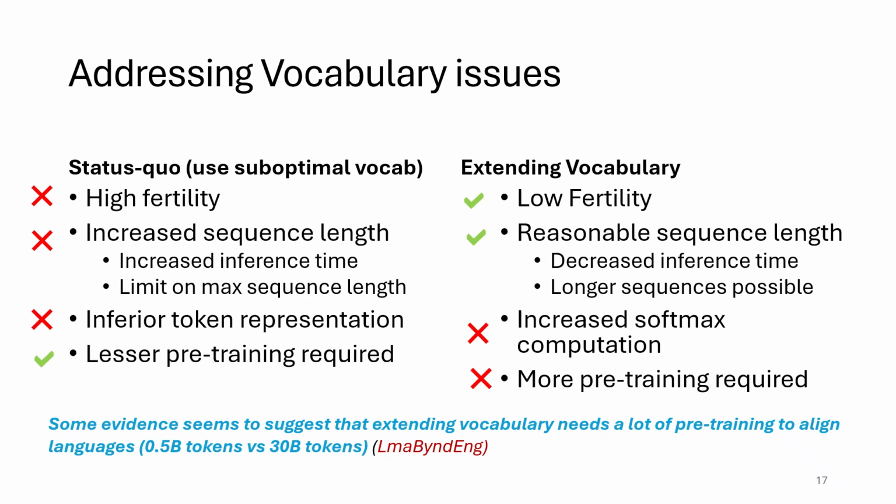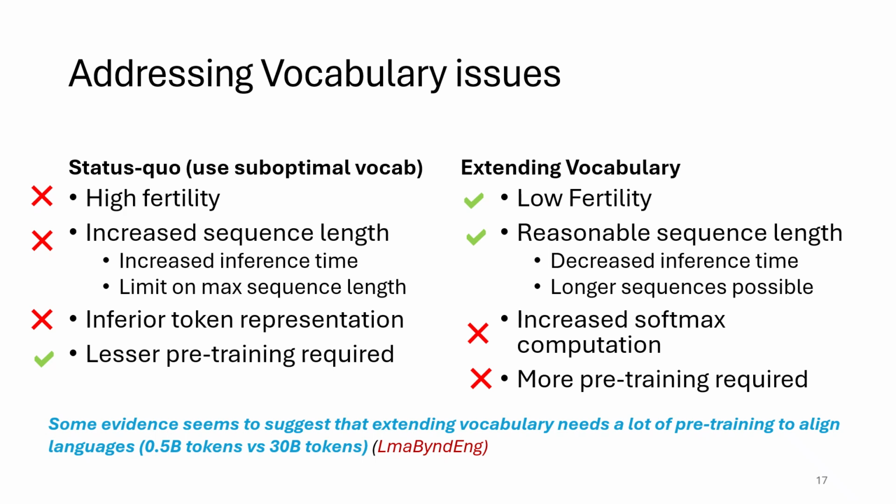So one is, of course, we can work with the status quo. We work with a suboptimal vocabulary, and you saw the limitations: high fertility, increased sequence length, inferior representation. But because the model has been trained with some sort of inferior representation, maybe you need less pre-training to adapt it to a new language. But at inference time, you have all the limitations we just discussed. The other option is to extend the vocabulary.